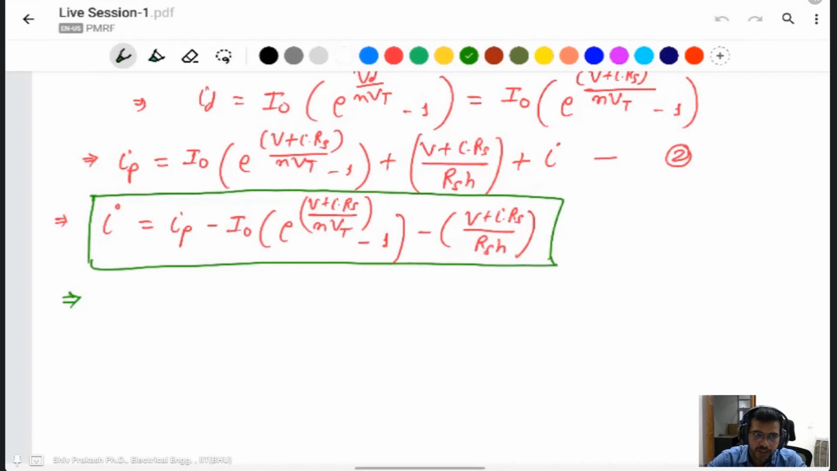Here the solar current, noted as I, is equal to IP, meaning photovoltaic current, minus I naught into e to power V plus I into RS over NVT, which is the diode current, and the remaining is the shunt current flowing through the shunt resistor. You know about the VT, the volt equivalent of temperature: VT is equal to T divided by 11,600 for the silicon, where N is equal to 2.